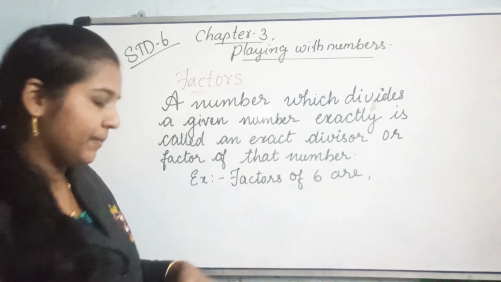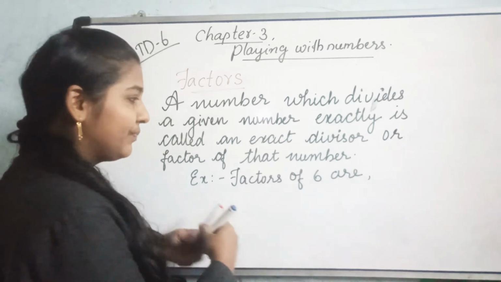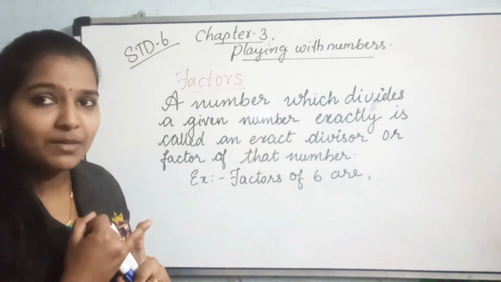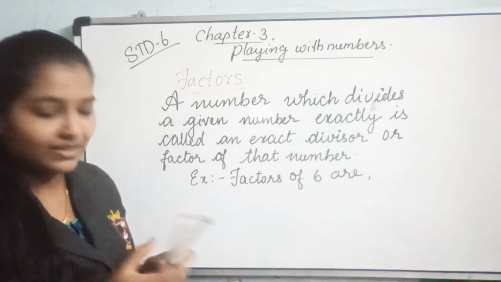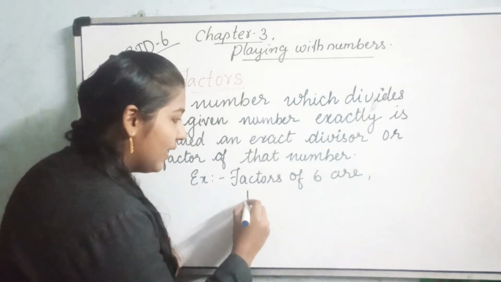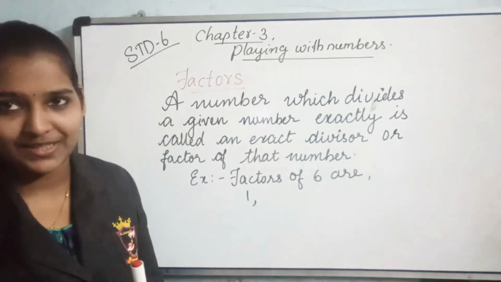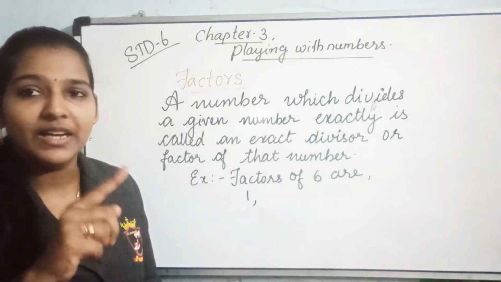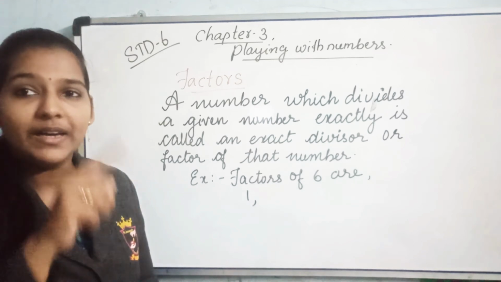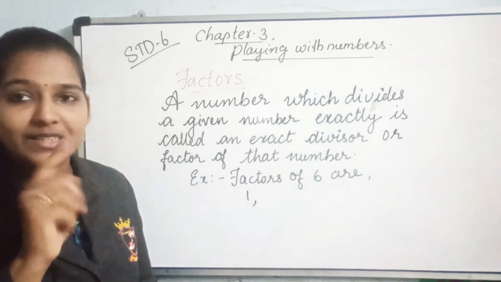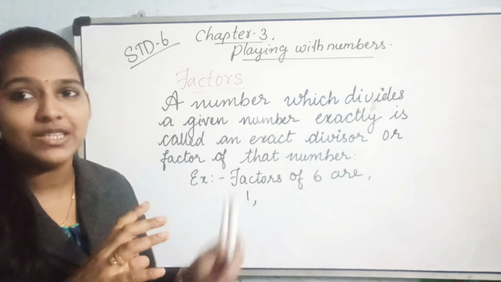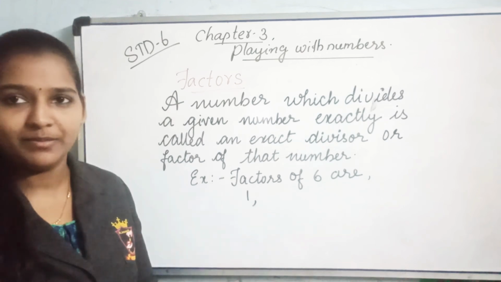You just check which are the numbers. Yes, in 1's table we will get 6, right? So we can write 1 is a factor of 6, isn't it? And we can divide 6 by using 1. Exactly, we can divide the number 6 using the number 1, right?